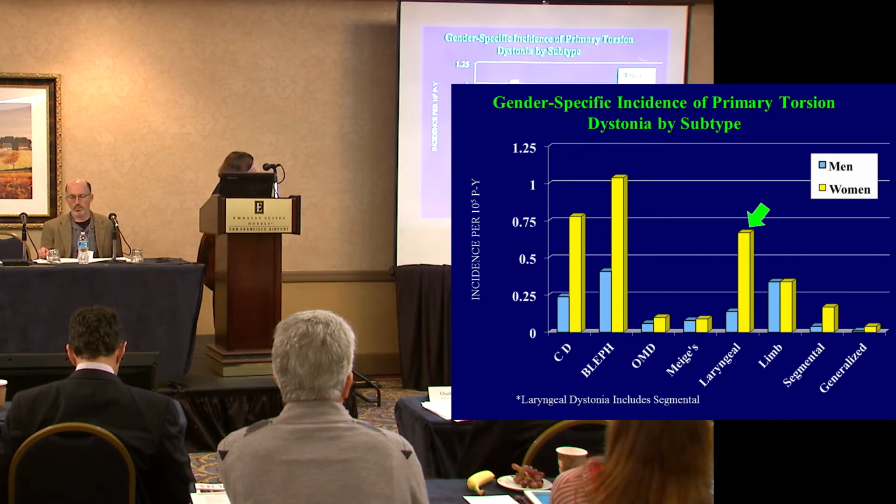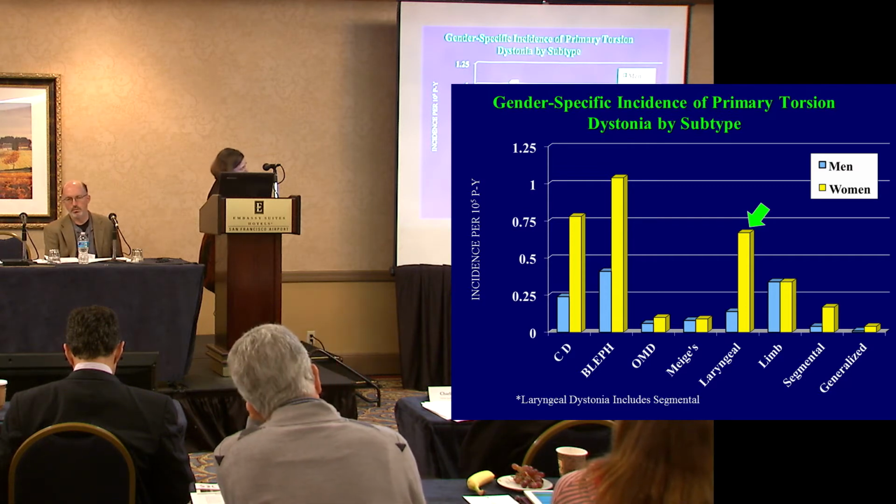Looking at it within gender, and this is taking into account the denominator, all the people who are male or female in the underlying population, we found a female preponderance of laryngeal dystonia. So this is women, this is men. You can see it's more common in women.